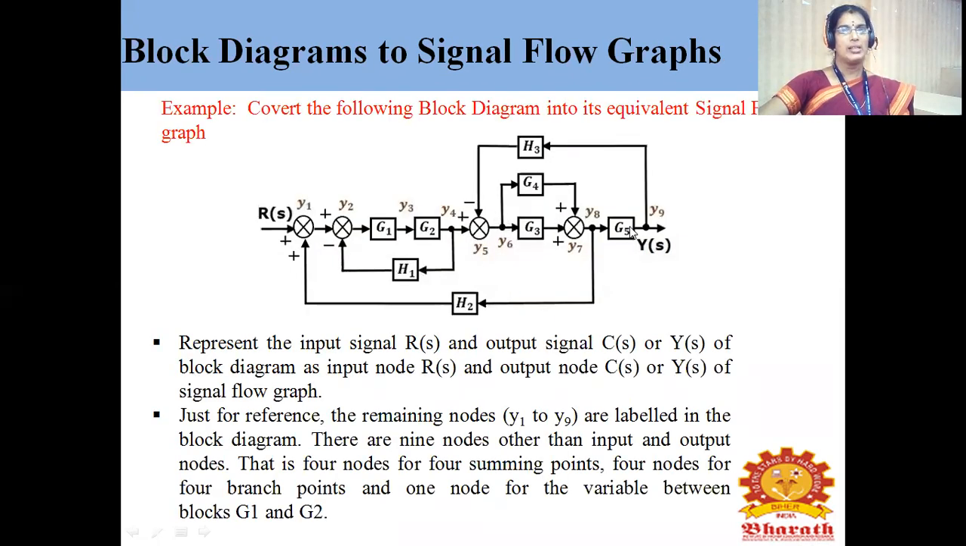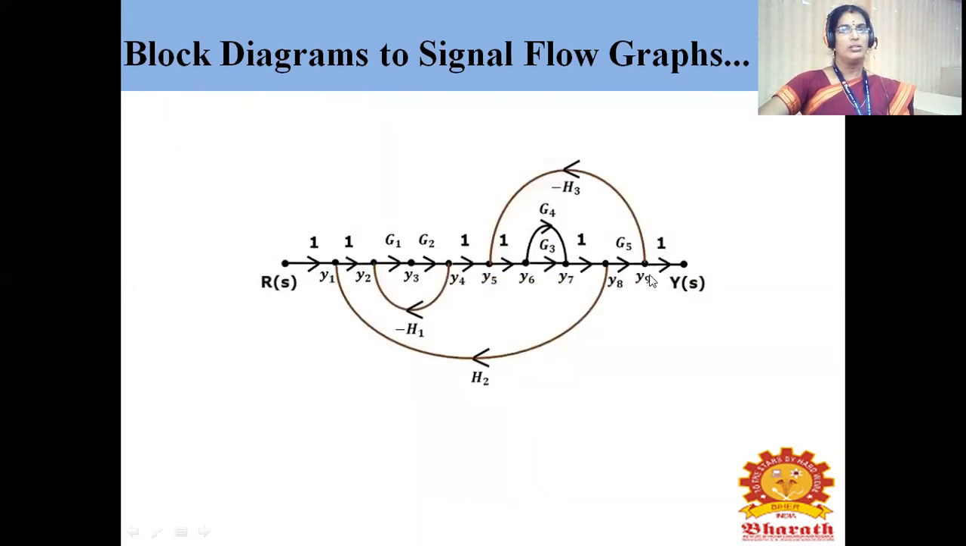The final one is, from node Y9, it is a feedback signal. It is connected to node Y5 at the negative terminal. So it will be considered as minus H3. So Y9 to Y5, it is connected with a feedback signal, which is the representation of minus H3. So this is how we convert the given block diagram into a signal flow graph.